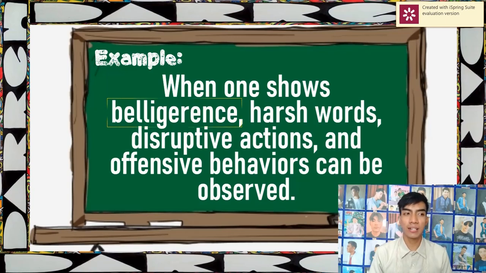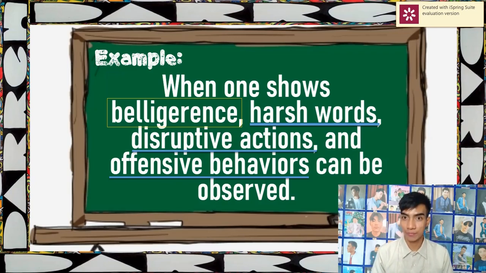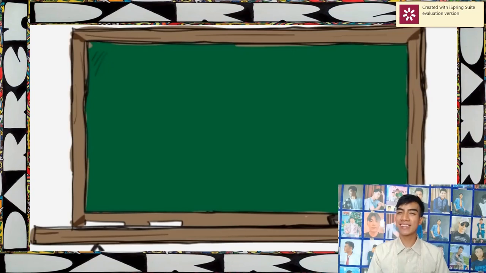So the unfamiliar term here is the word belligerence. So from this term here, it is described as harsh words, disruptive actions, and offensive behaviors. From these descriptions, we could infer that belligerence means aggression or violence. We can make a guess of the meaning of the word through the guidance of the words that surround the unfamiliar term. So that's a wrap of our discussion on the different types of context clues.